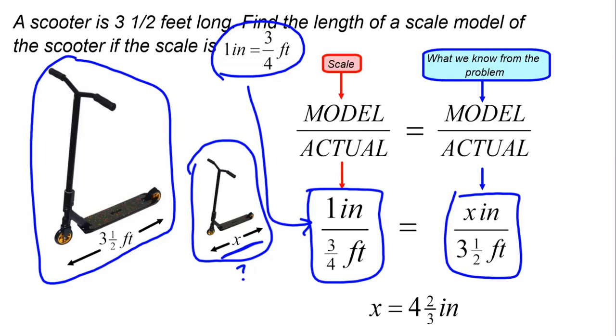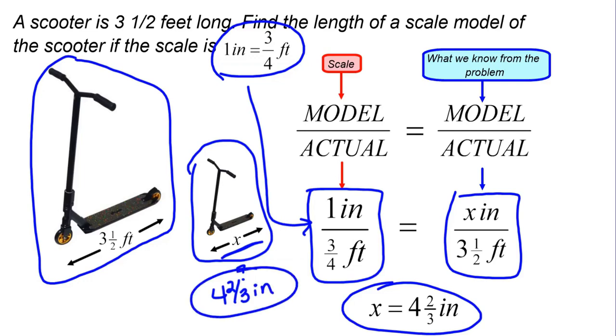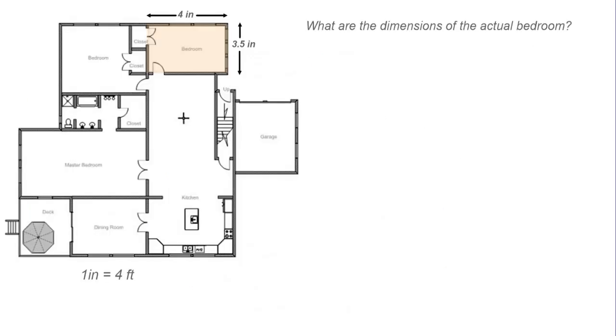Now I have a proportion and I'm going to solve this. So again, you can solve it using any of those methods. If you use cross products to solve this, you would take 3.5 times 1 divided by 3/4, and that gives you 4 2/3 inches. So the model would be 4 2/3 inches long if that was the scale. So using proportions again to solve problems involving scale drawings and models.